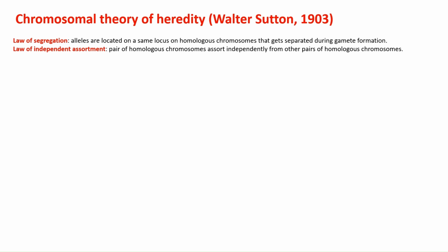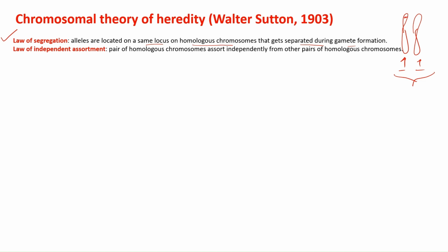Now, what do we mean by the chromosomal theory of inheritance, which was given by Walter Sutton in 1903? According to the chromosomal theory of heredity, what can we say about the law of segregation? The alleles are located on the same locus on homologous chromosomes that get separated during gamete formation. So this is one chromosome, this is one chromosome. This is one chromosome from the mother's side, one chromosome from the father's side. They both constitute the homologous chromosomes.